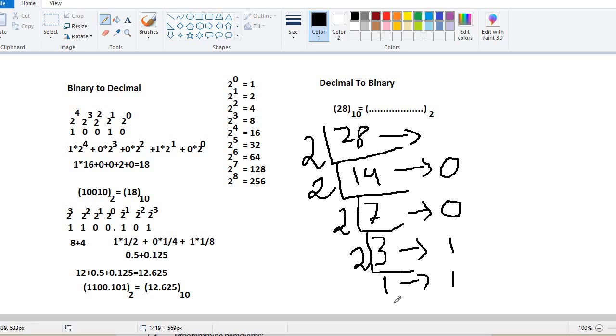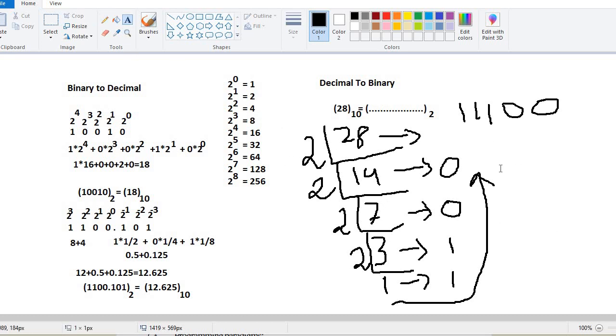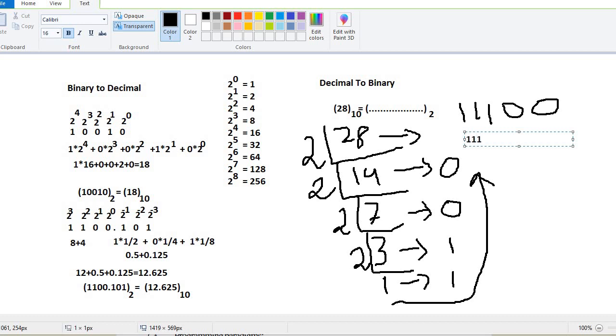Although you divide it in this way, when you read the number, you read from here to here. So what will be your conversion? It is 1 1 1 0 0. Okay. So 28 in decimal converted into binary, we have 1 1 1 0 0.